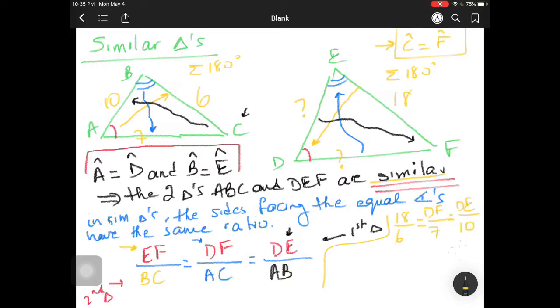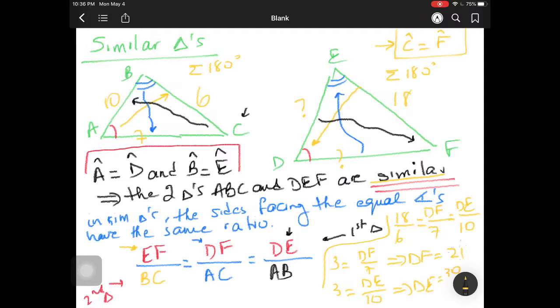AB is 10. This means that 18 divided by 6 is 3. 3 equals DF over 7, which means DF equals 21. And 3 equals DE over 10, which means that DE equals 30. So I'm going to repeat.